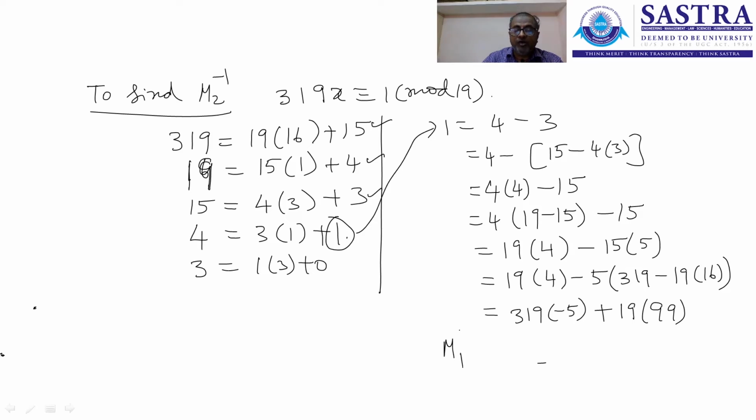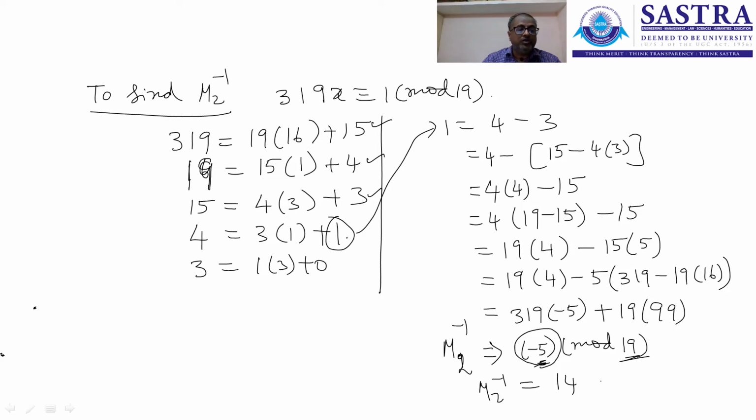M1 inverse, sorry, M2, not M2, M1. So it is M2 inverse, okay, is nothing but minus 5 mod 19. Okay, so now what I have to do is subtract 5 from 19. When I have this minus sign, I have to proceed from 19. So 19 minus 5 would give you 14. So M2 inverse turns out to be 14.